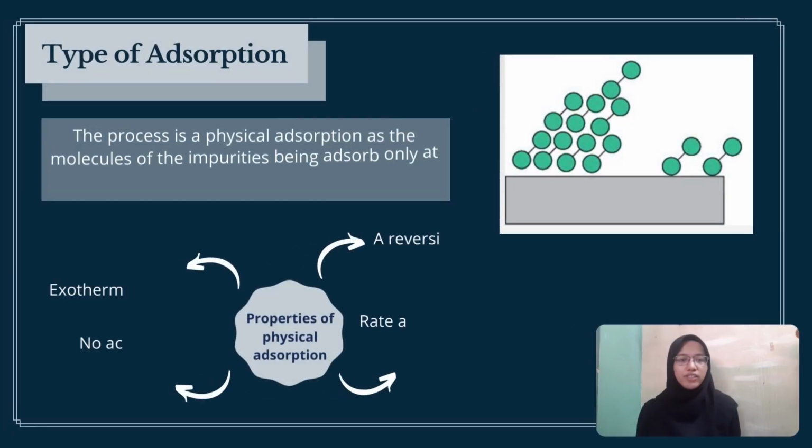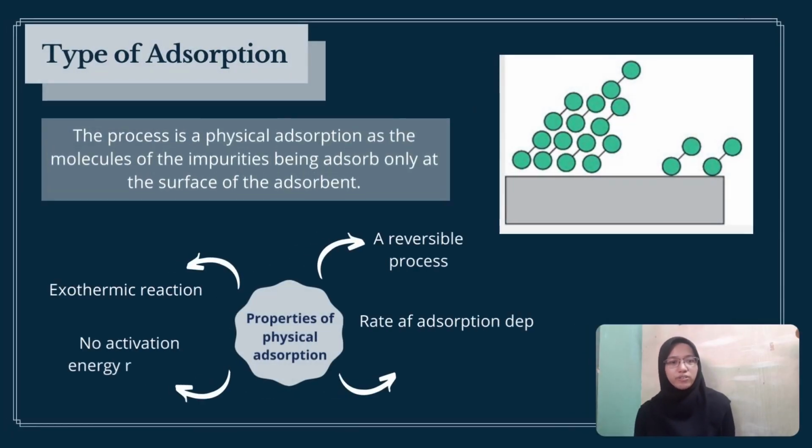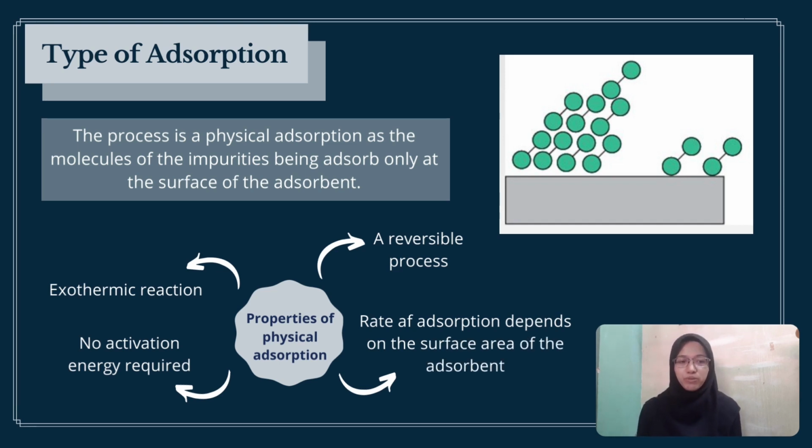Next, the process is a physical adsorption process where the molecules of the impurities are adsorbed only at the surface of the zeolite 13X. The properties of physical adsorption would be, first, an exothermic reaction, which is heat being released to the surroundings. Second, no activation energy is required for the process to occur. Third, a reversible process where it is affected by the temperature and the pressure of the surroundings. And last but not least, the rate of adsorption depends on the surface area of the adsorbent.